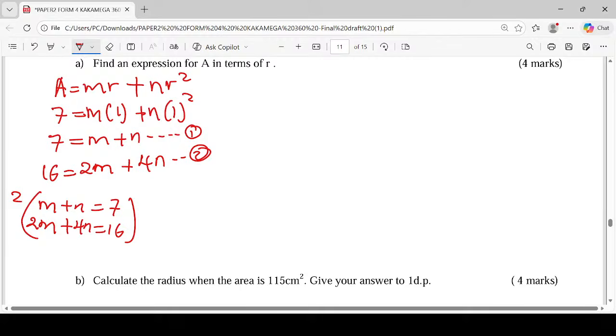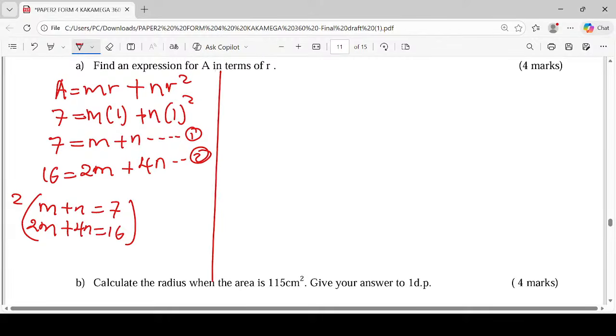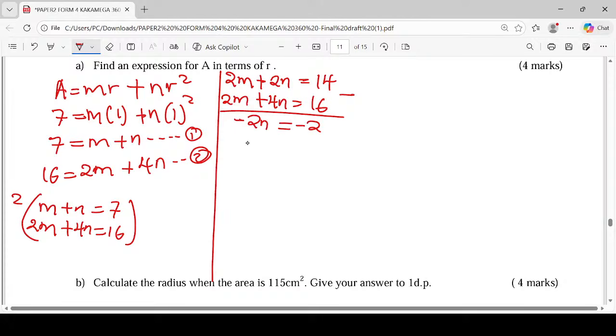Once I do that multiplication by 2, that will now become 2m plus 2n is equivalent to 14. Then 2m plus 4n is equal to 16. You can do subtraction. 2m and 2m disappear. 2n minus 4n is going to be negative 2n, being equivalent to negative 2. Therefore, the value of n is equal to 1.